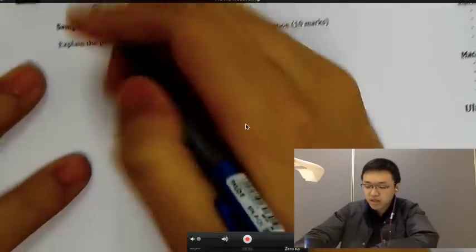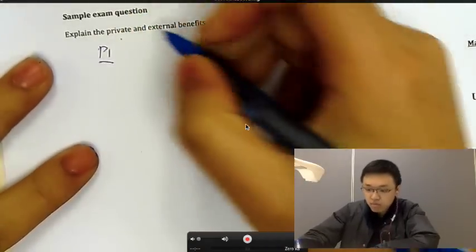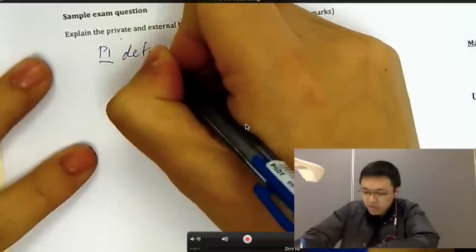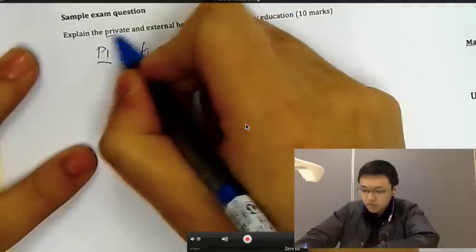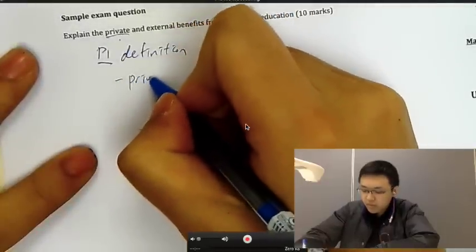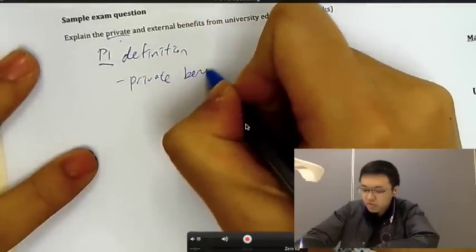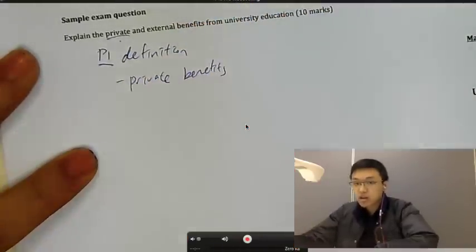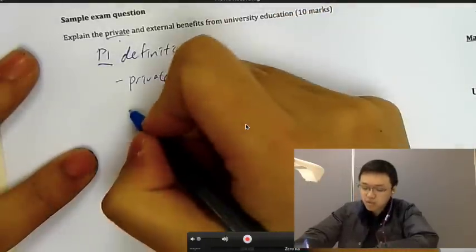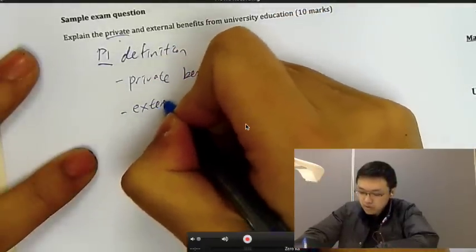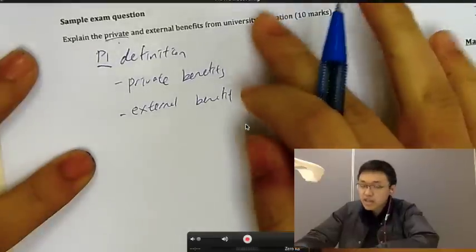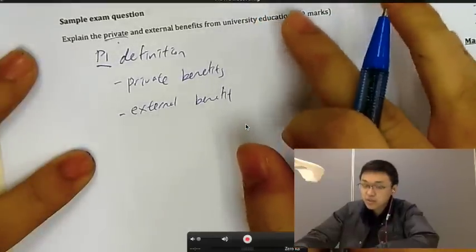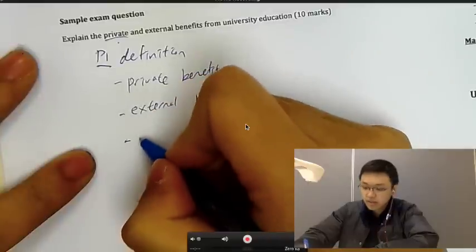What do we need to define in paragraph 1? Normally, what you need to do is define. So what do we define here? Everything in the question that's worth defining, that's an economic term. Private benefits is one. External benefit is another one. And university education, you should know university education is a merit good. So you should define that as well.